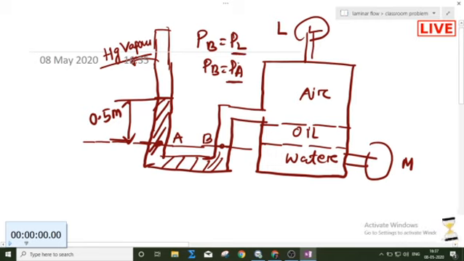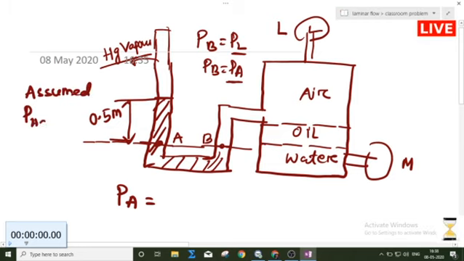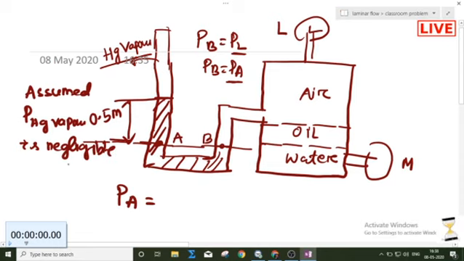It is looking like a very big problem, but now you can find the pressure at point A. If we neglect the pressure exerted by the mercury vapor, then we can find it. The mercury vapor pressure will be very small, so it has been assumed that the pressure due to the mercury vapor is negligible.